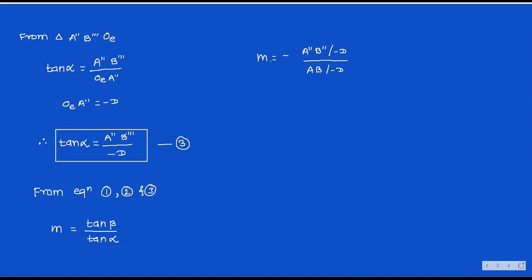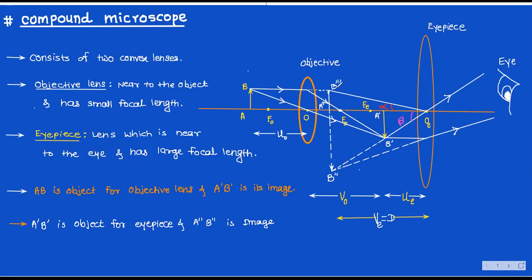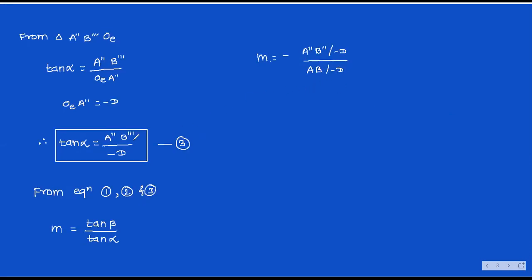AB by minus D. Why this A double dash, B triple dash, I wrote as AB? Because if you will see in the diagram, this A double dash, B triple dash is equal to AB. Yes or not? Can you see? That's why I have replaced this. Since A double dash, B triple dash is equal to AB, keep it in mind. So now, this and this will get canceled. So what is left now? M is equal to minus A double dash B double dash divided by AB.